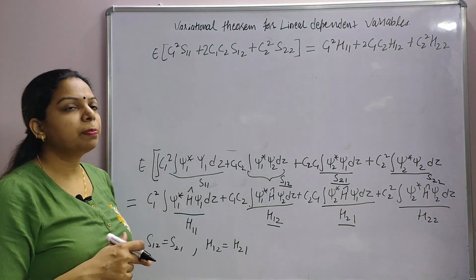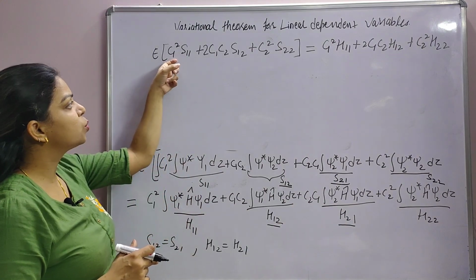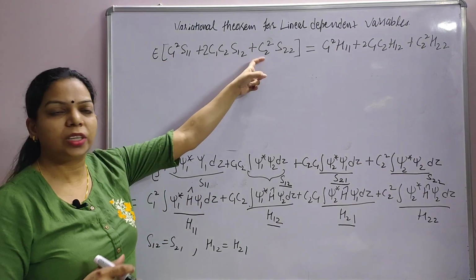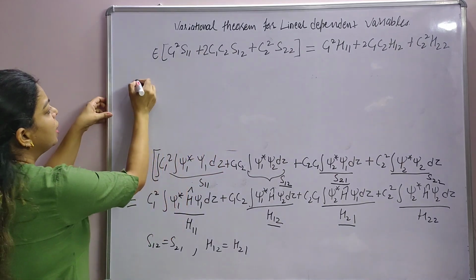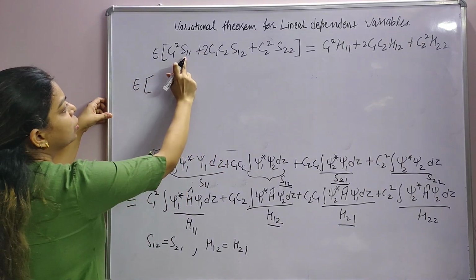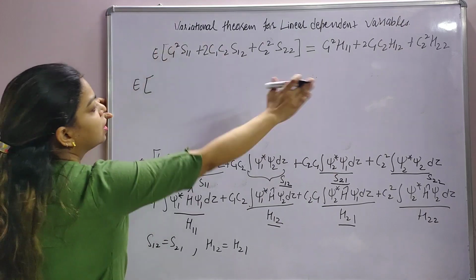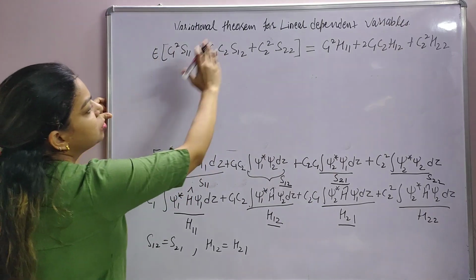Now in the next step, collect the coefficients of C1 square, C1 C2 and C2 square from both sides. So bring all the terms on one side. So we will have E, take these terms on the other side, these terms on the other side.